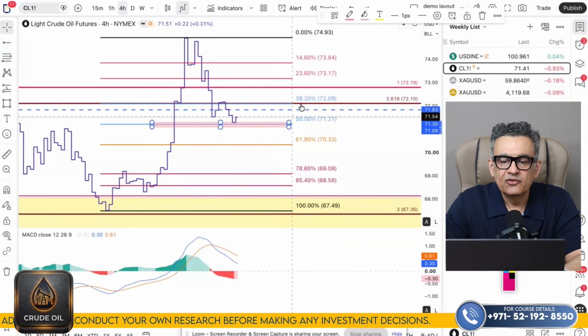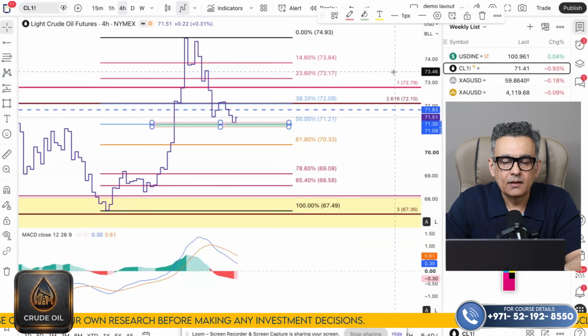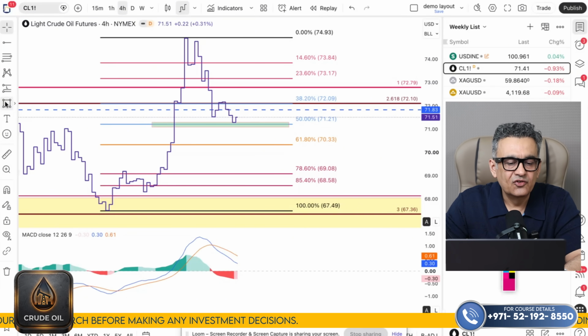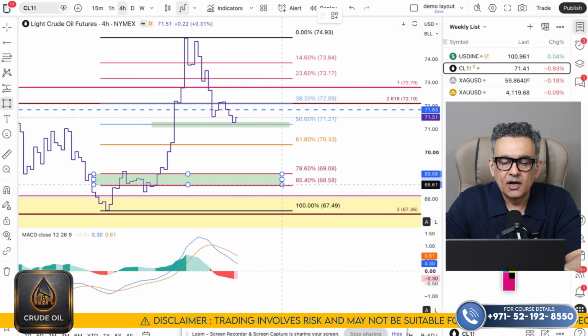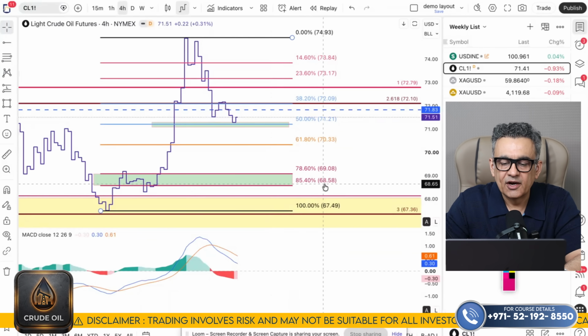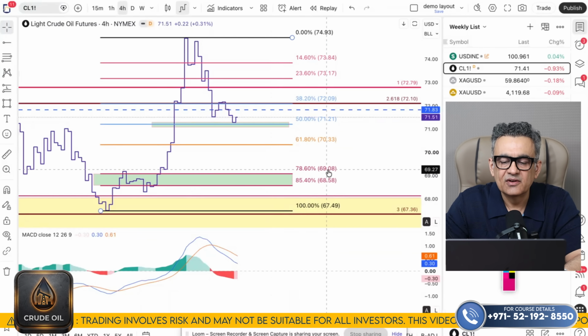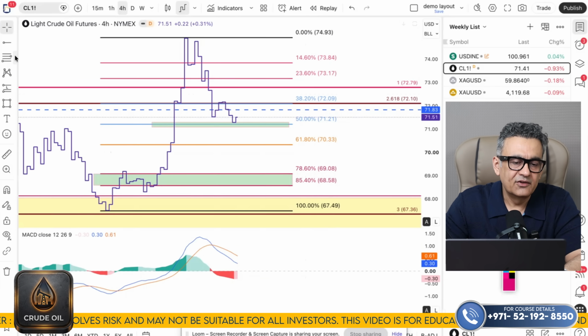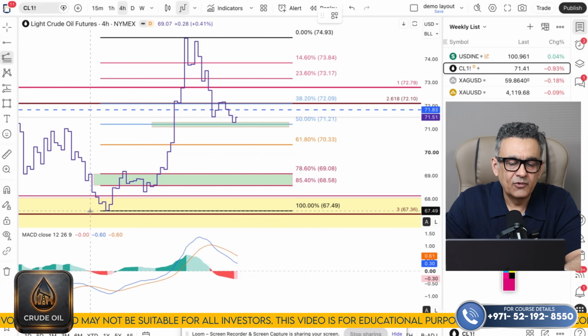So below 50%, we'll be interested in buying again. This is the zone I'm watching. I'll be adding my buy positions when it drops to 68.58 to 69.08. So let's assume that we got the drop we are looking for.